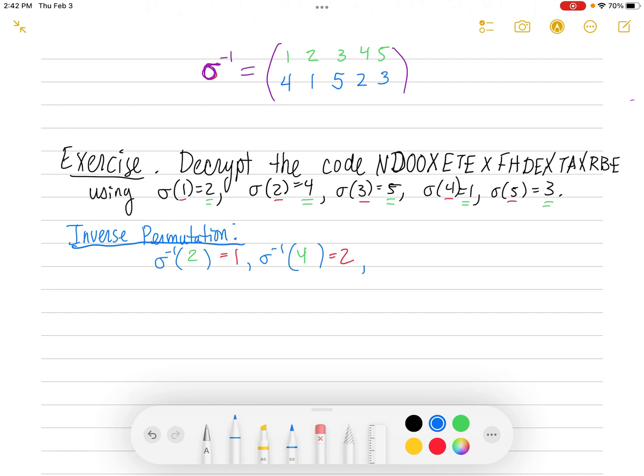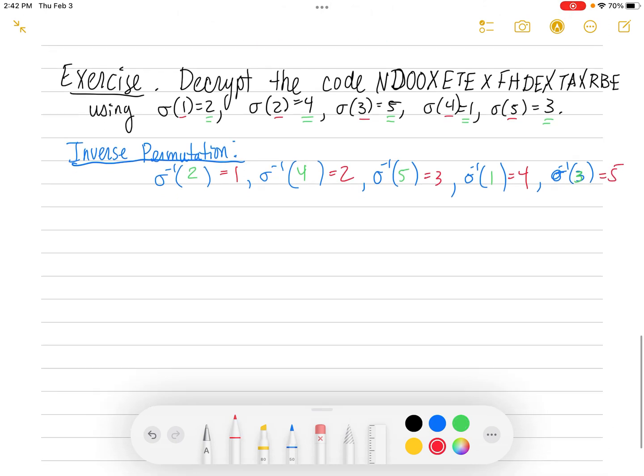For the next one, I'm going to take the sigma to the right-hand side. I'm going to get sigma inverse of 4 equals 2. And for the next one, I get sigma inverse of 5 equals 3. For the fourth one, sigma of 4 equals 1, it becomes sigma inverse of 1 equals 4. And for the last one, I get sigma inverse of 3 equals 5. Now there's my inverse permutation.